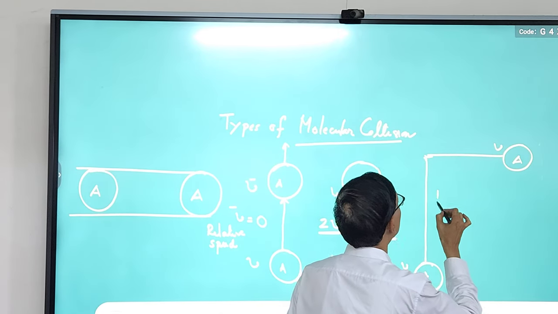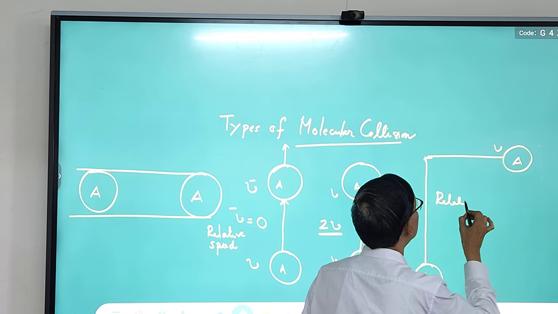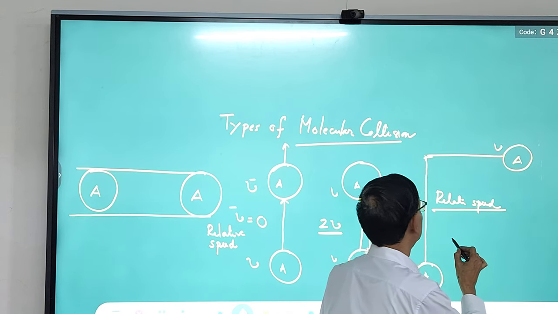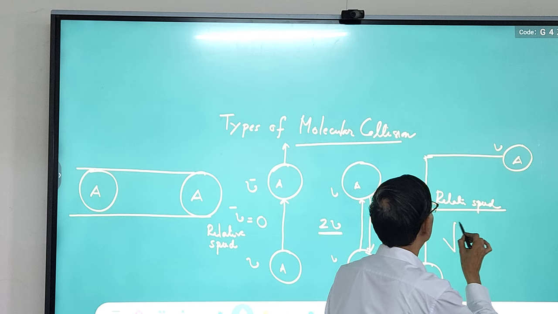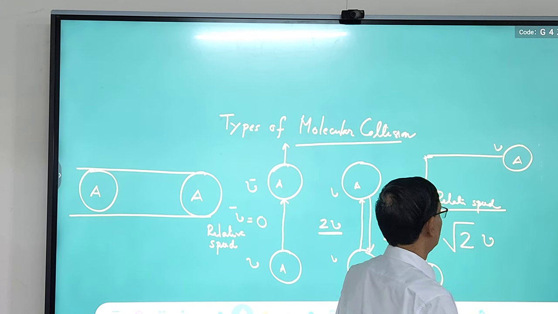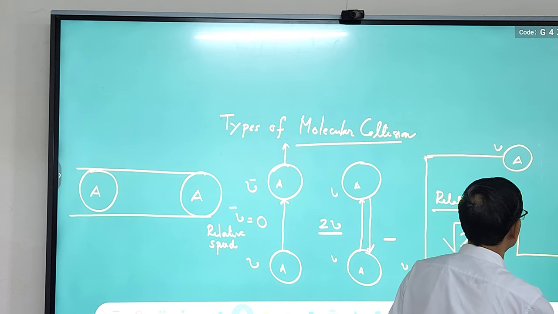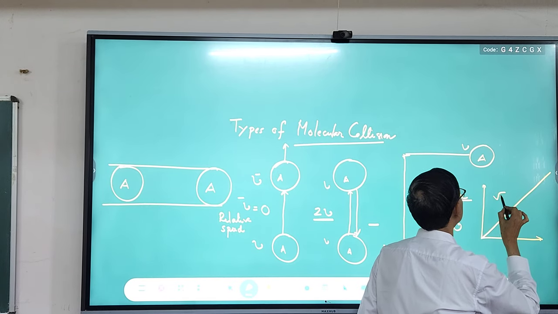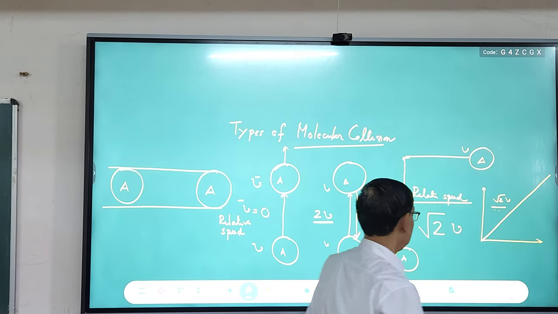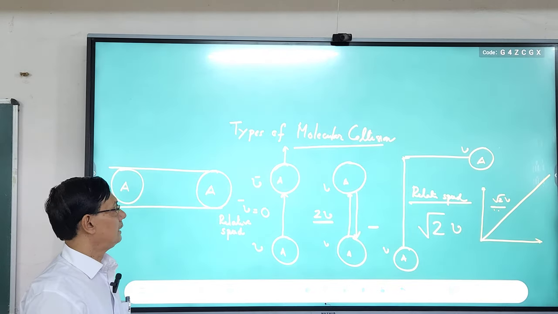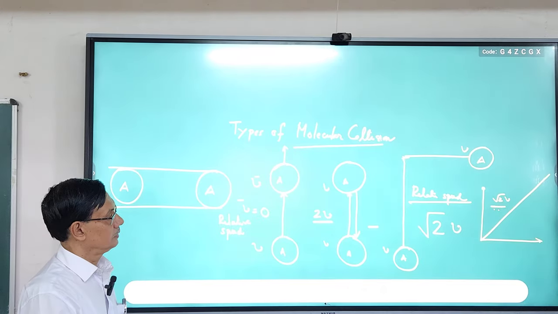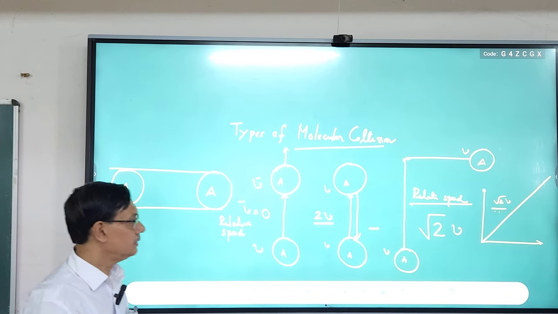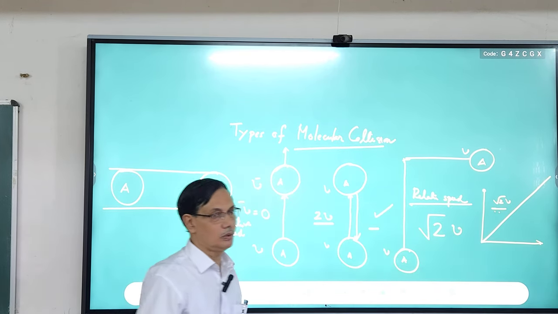So here the relative speed, that is a proper derivation, but I will not derive it. But the relative speed, I can call it root 2 nu, because it is a resultant direction. So what is the summary? That out of these three types of collisions, number three is the most effective collision.